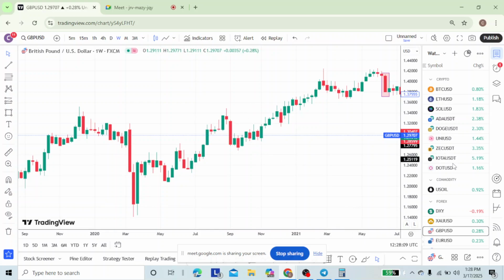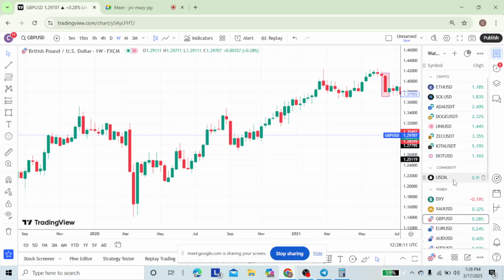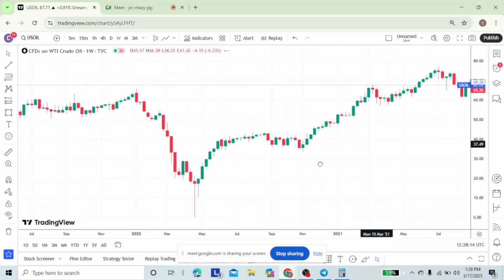So this is the forex market. Let's look at the index market. Let's look at the commodity market. This is the chart of US oil.